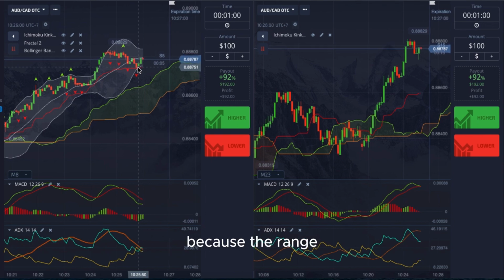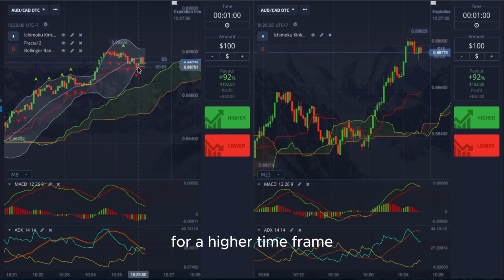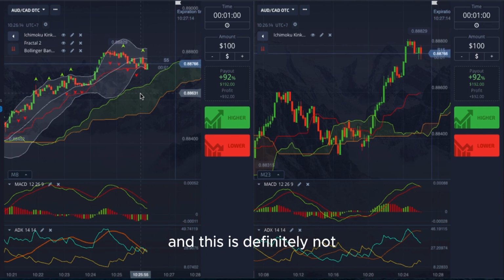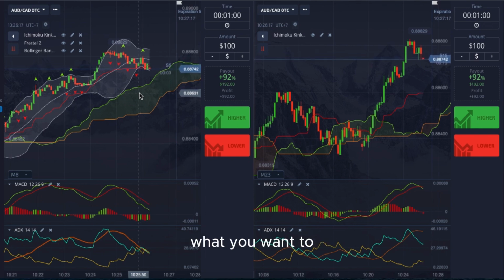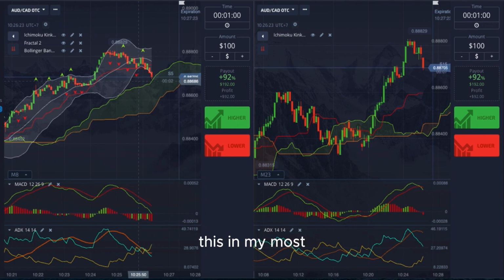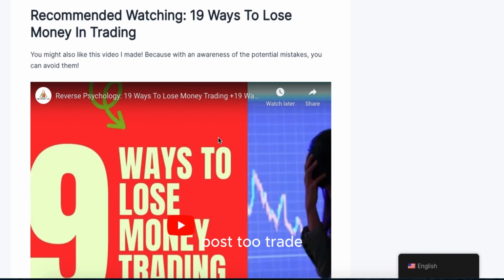But again, because the range is so small, it's going to be frustrating, and let's say this is much more appropriate for a higher time frame as well. So looking at the bars and movement, this is not actually the most ideal kind of setups that you want, and this is definitely not what you want to throw a lot of money at. Ironically, I did mention this in my most recent blog post too.